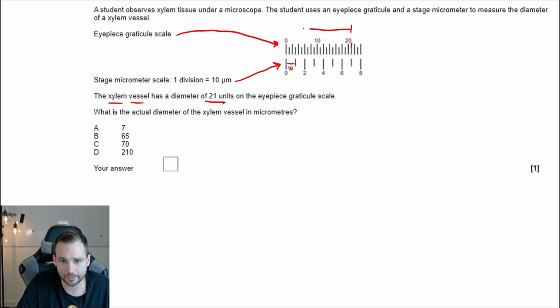So we're saying that what we're observing, which is a xylem vessel, has 21 units on the eyepiece graticule. But that's arbitrary units. There is no unit there. So now we have to do the conversion over. So 21 is equivalent to 7 on the stage micrometer, but each division on the stage micrometer is 10, so that's equivalent to 70, so the answer is C.